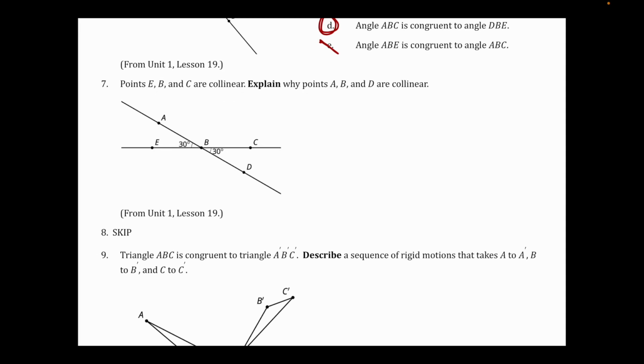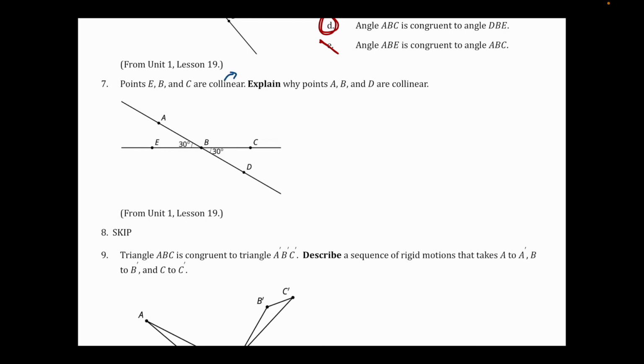So question 7, this comes back from lesson 19, but we're going to explain why A, B, and D are collinear. So this is something we haven't quite talked about specifically in my class, but this is going to include some rotations and rays. So if they're telling us that E, B, and C are all on the same line, collinear means on the same line.